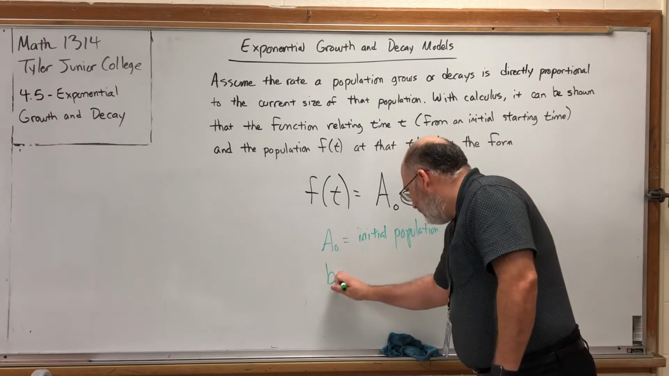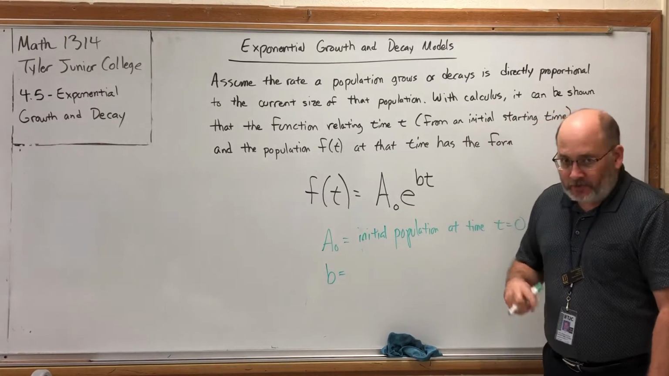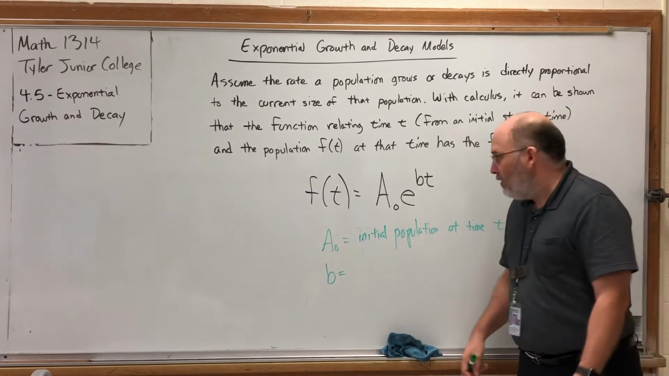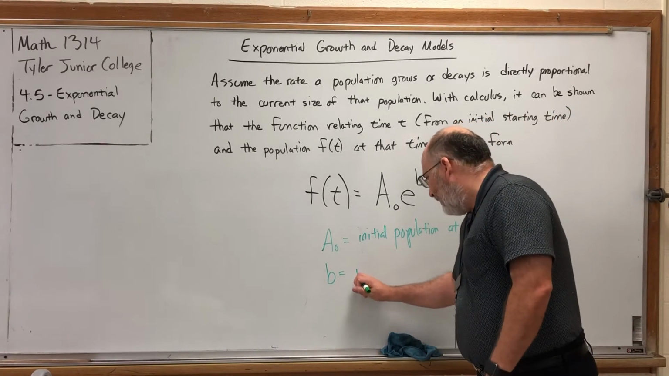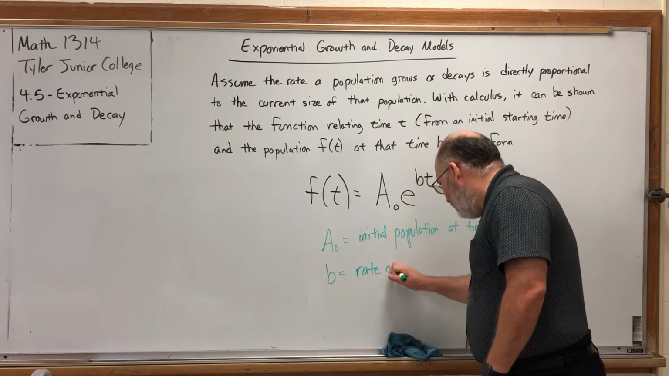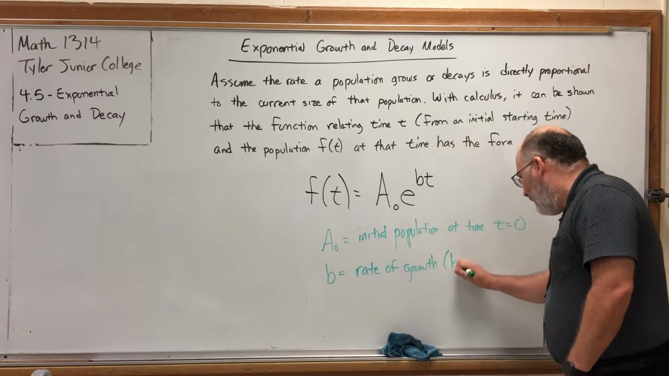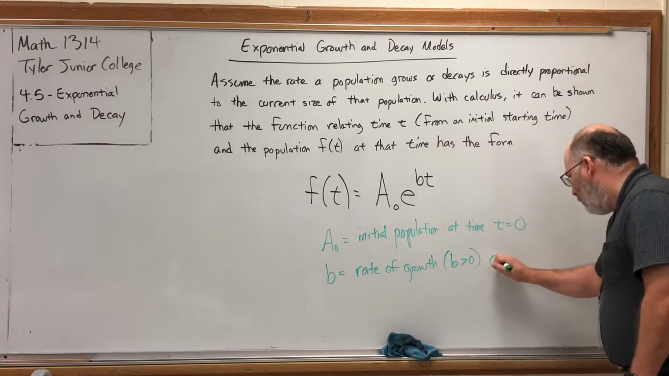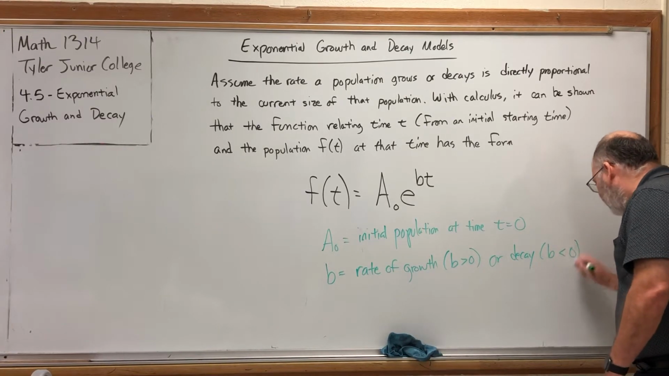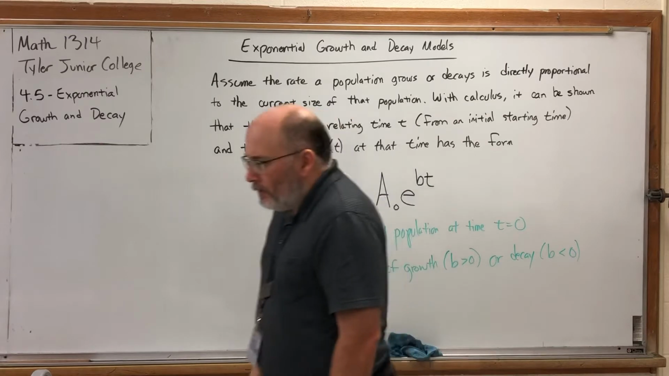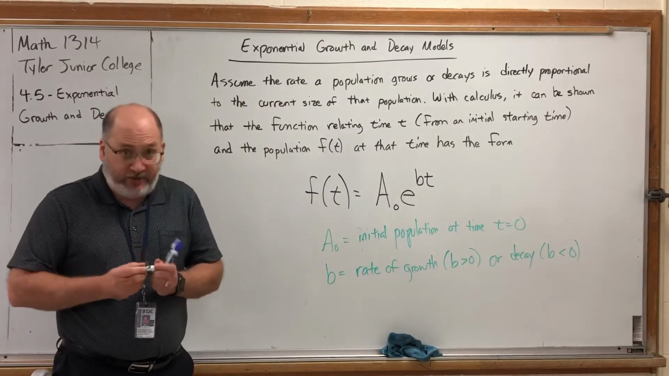B, however, is going to be a number between -1 and 1. So it's a small number and probably a decimal. The reason it's between -1 and 1 is because B represents the rate of growth or decay. Growth, if the B is greater than 0, or decay, if the B is less than 0. When I say it represents the rate of growth, it'll be a decimal that can be interpreted as a percent.